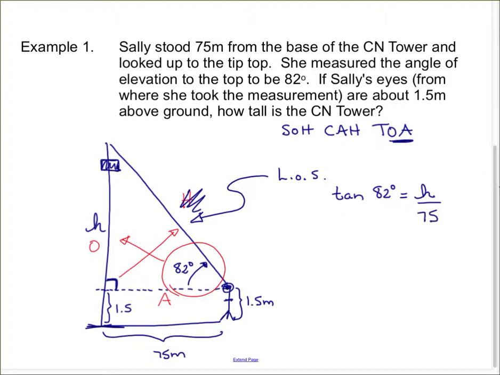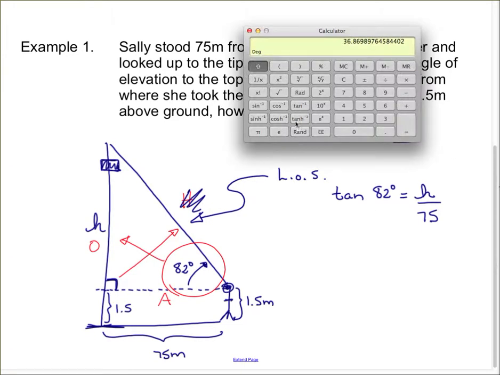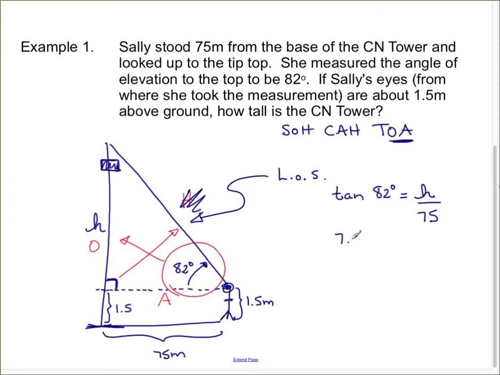And now, tan of 82, remember we can get that. I'm going to clear this. I'm going to make sure I don't have that shift up there so that I have just sine, cos, and tan, because we're not finding an angle. The only time you need that -1 is if you're finding an angle. So 82, tan. Now again, depending on your calculator, you might have to hit tan and then 82. So 7.1154. 7.1154 equals h over 75.